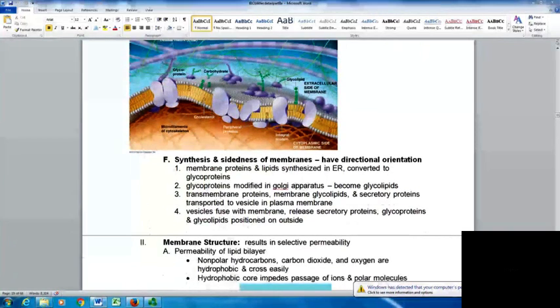The structure of the membrane results in its selective permeability. When we look at the lipid bilayer, you've got these nonpolar hydrocarbons. Hydrocarbons are just hydrogen and carbon. Carbon dioxide and oxygen are hydrophobic molecules, so they are able to cross easily. This is a good thing for us, as it allows our gas exchange and breathing to move quickly and easily across cell membranes. The hydrophobic core impedes the passage of ions and polar molecules. They don't want to go through this middle portion here.